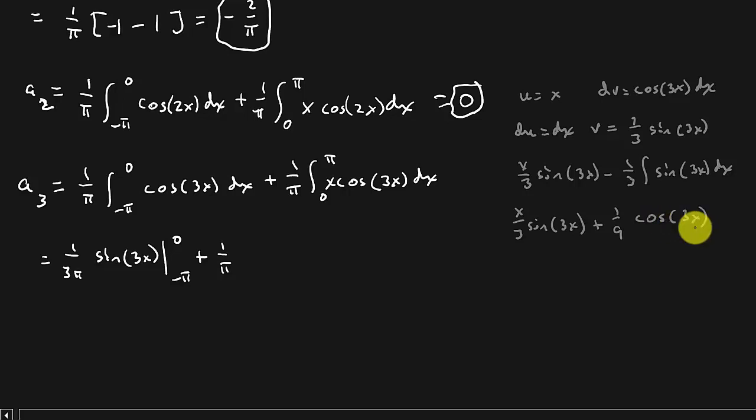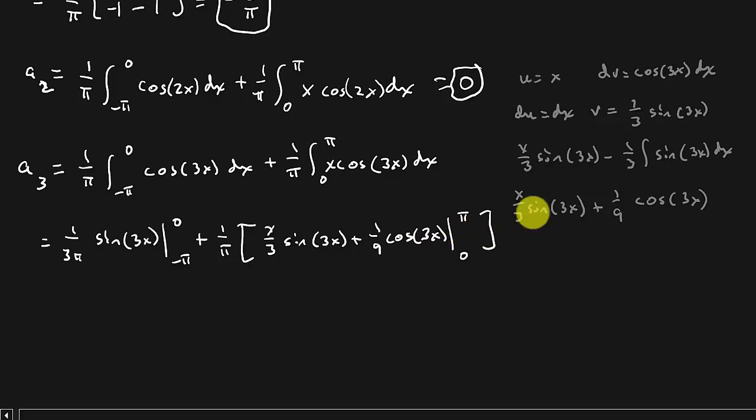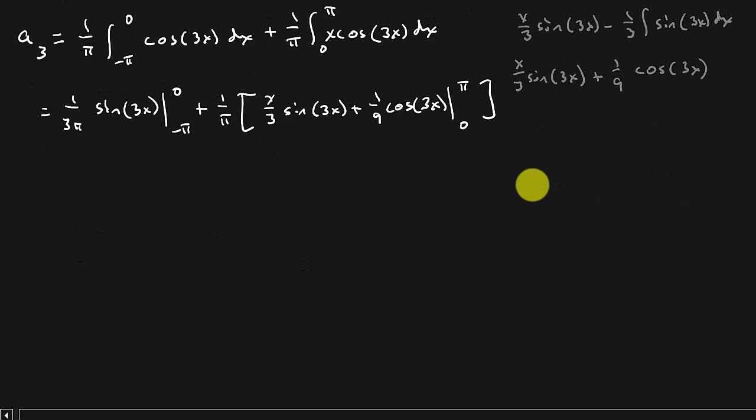All right. So let's write that down. So I've got x over 3 sine 3x plus 1/9 cosine 3x, and that's going to be from 0 to pi. All right. So once again, if I plug the 0 and the negative pi in, this whole thing here goes to 0, just like it did up there in A1.